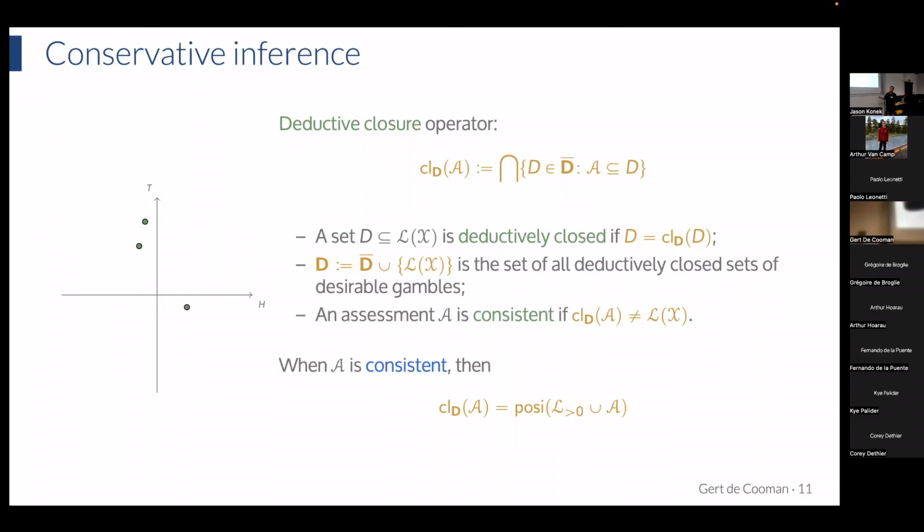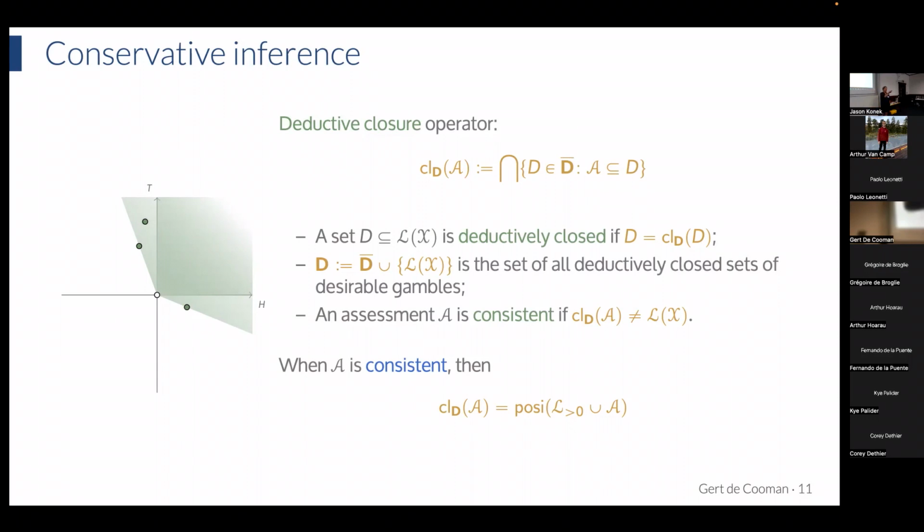This is my assessment here, the green gambles. You say that you find these gambles desirable. I add positive gambles, and I take the smallest convex closure. This is the smallest convex cone that includes all my assessments and all the positive gambles. This is the closure. This is how, geometrically speaking, we get to closure.